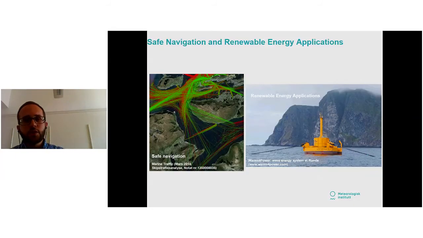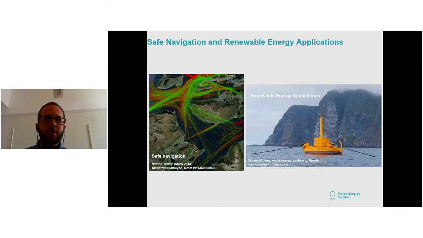In addition to this, wave conditions are also important for safe navigation and maritime transport. The left figure shows the marine traffic at Sulafjorden and the nearby areas during March 2014. So an accurate wave forecast is essential for safe transport.